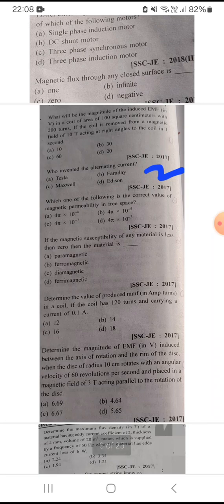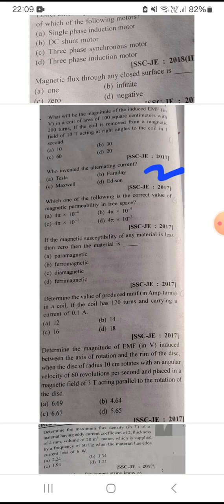What will be the magnitude of induced EMF in voltage in a coil of area 100 square centimeters with 200 turns if the coil is removed from a magnetic field of 10 T acting at right angles on the coil in 1 second? So what is the right answer? Here A is equal to 100 centimeter square, N is equal to 200, dB is equal to 10, and dt is equal to 1 second. So we have the formula EMF is equal to N into d phi by dt, so that N into dBA by dt, so that 20 volt is the right answer.